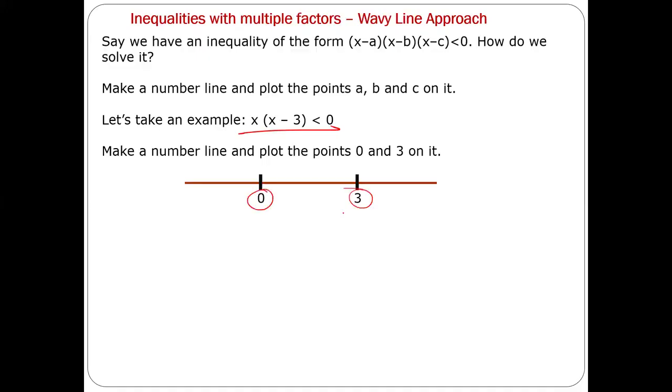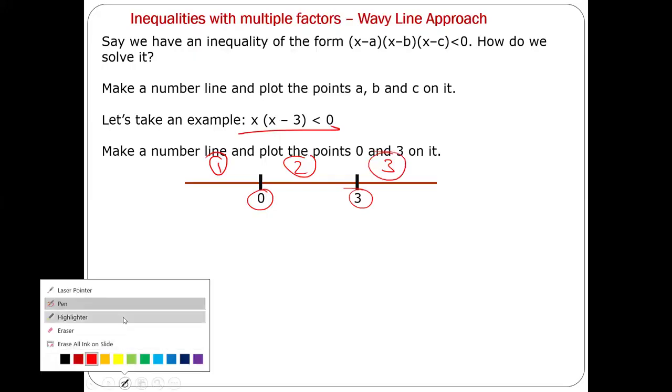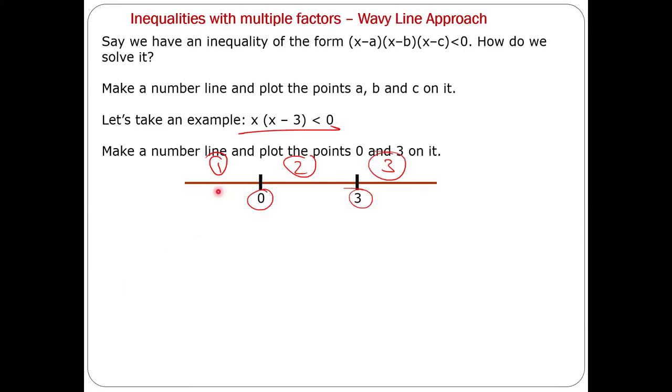In how many areas is the number line now divided? 3 areas, right? This is one area, this is second, and this is third. Now what I do is consider a value of x in each of these areas. Let's first consider a value of x in area 1. Give me a value of x in this area. -1, right? If x is equal to -1, then what is the value of this expression?